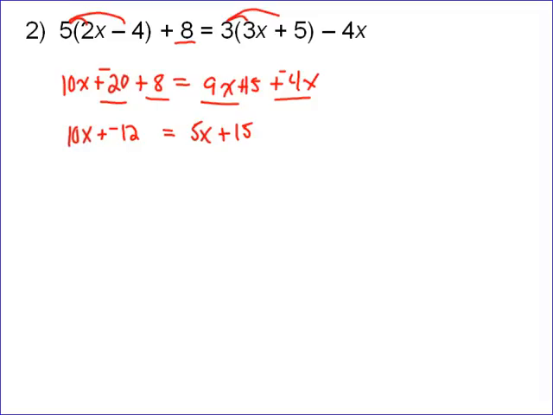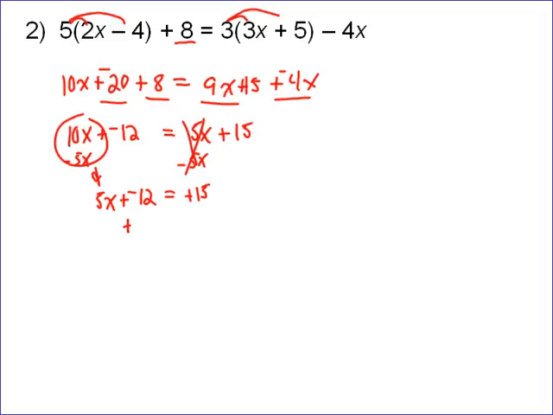So when you go through and solve this, the first thing to do is get the x's on the left side. So we're going to subtract 5x. That'll give us 5x plus negative 12, because 10x minus 5x is 5x. 5x minus 5x is 0. That's what we wanted. We wanted to get rid of the x from the right side. And then plus 15.